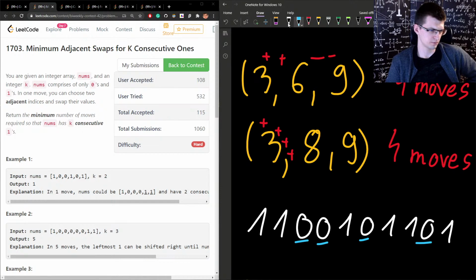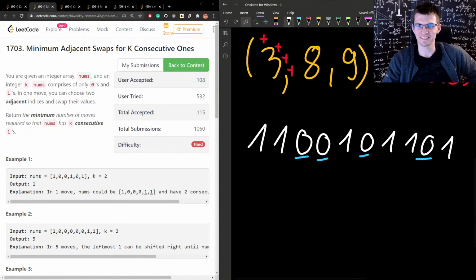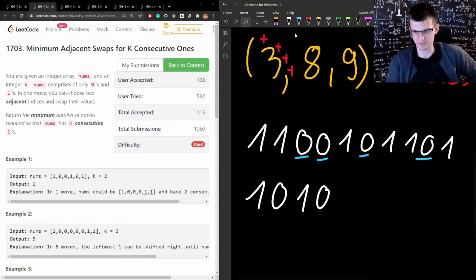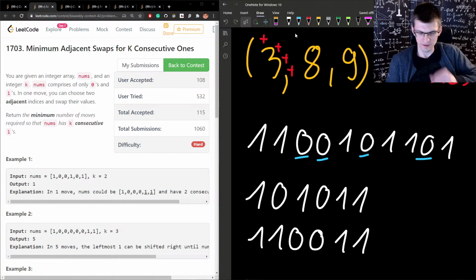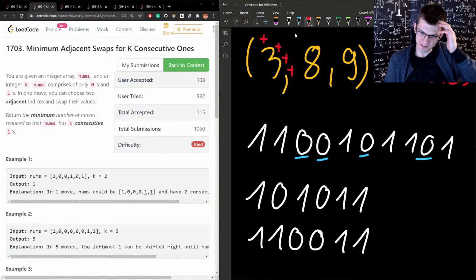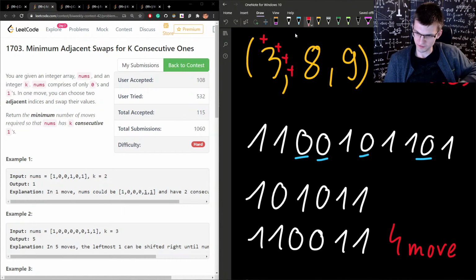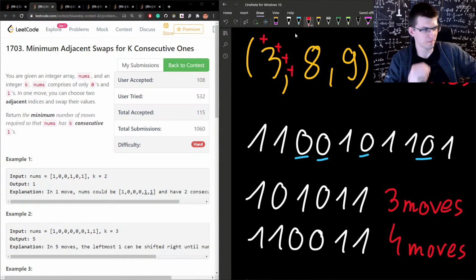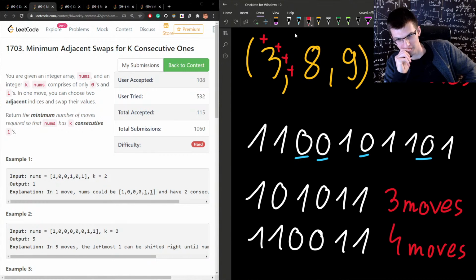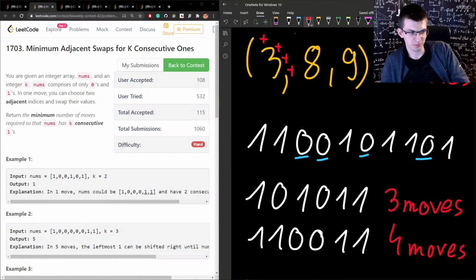That's not true. Hey, that's not true. What about this? Versus, I think that this second case needs 4 moves, and the first one needs 3 moves. So it's not just about the number of gaps, but also the distance between the first and last one. It's more complicated than that.